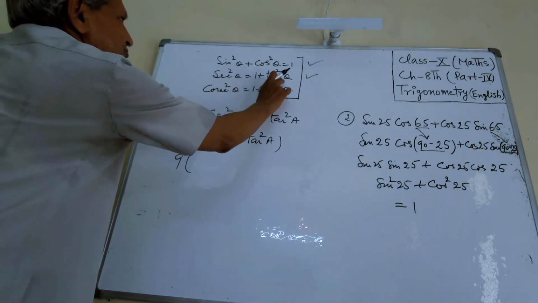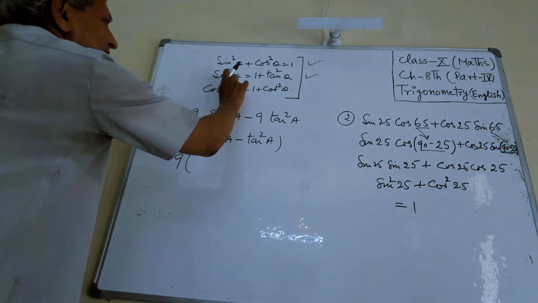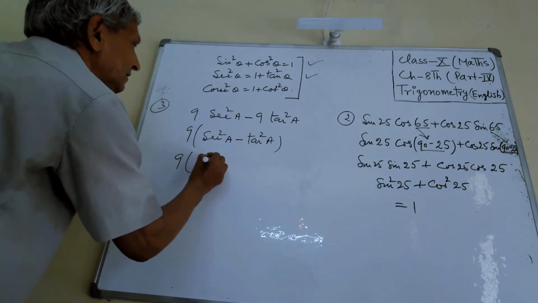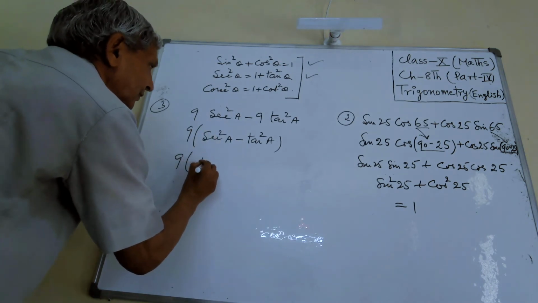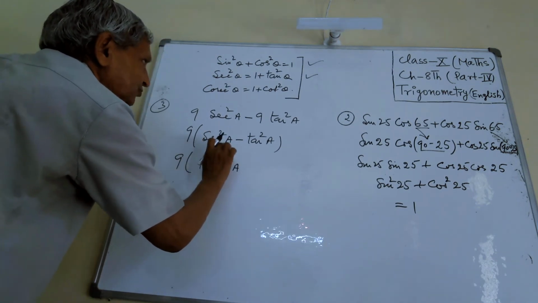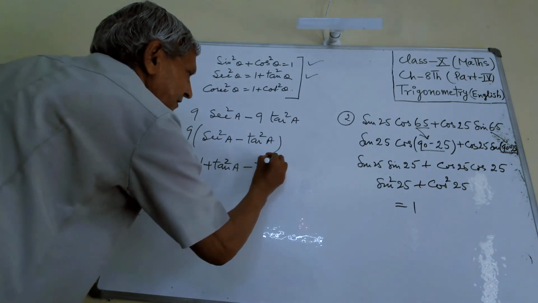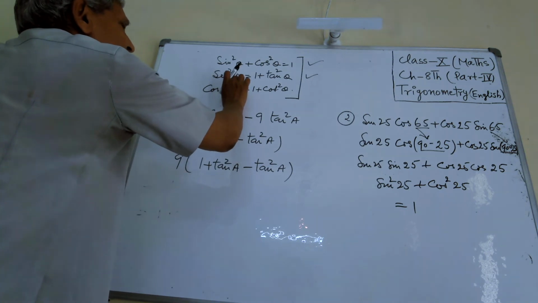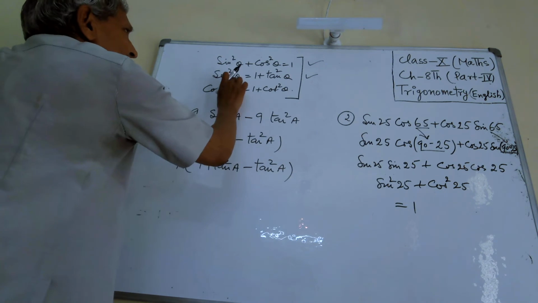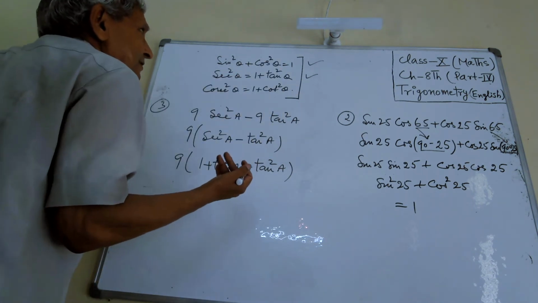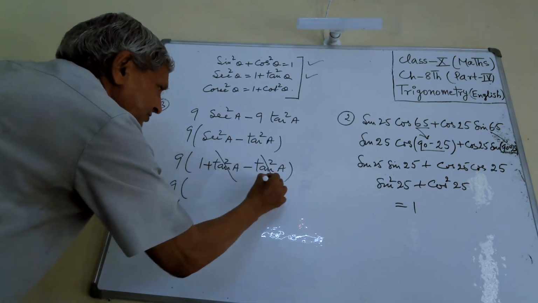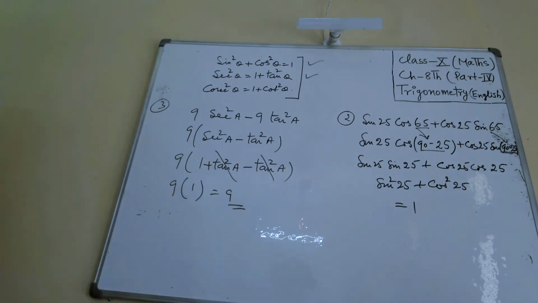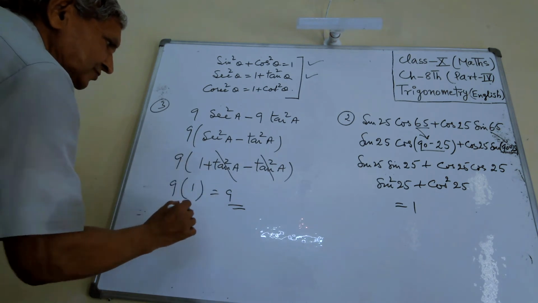What is sec square theta? 1 plus tan square theta. Change theta into A: sec square A is equal to 1 plus tan square A. So sec square A is equal to 1 plus tan square A minus tan square A. The identity is written in theta, but if you want to change theta into A, write A. If you want to change theta into B, you can write B. So this cancels with this one, 9 into 1, and this is 1, answer is 9.